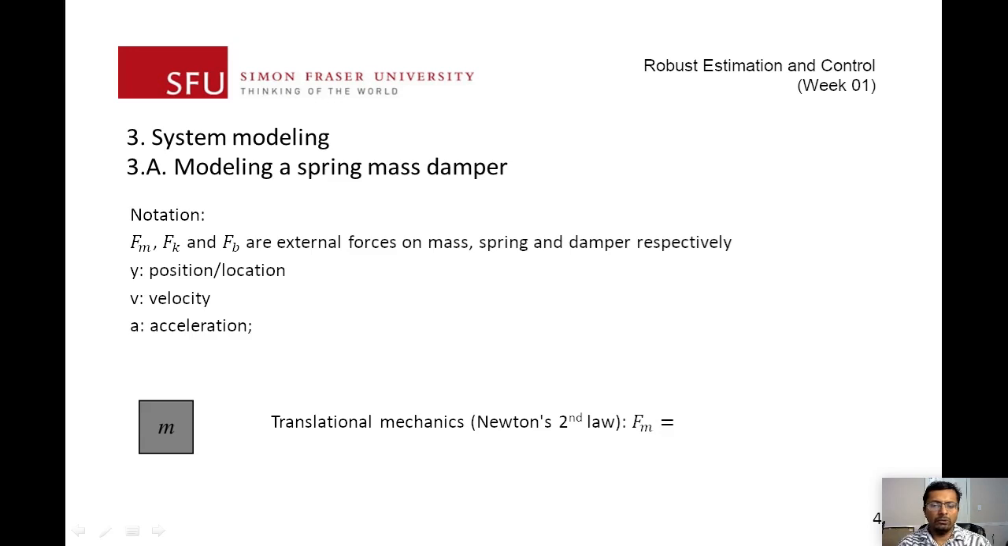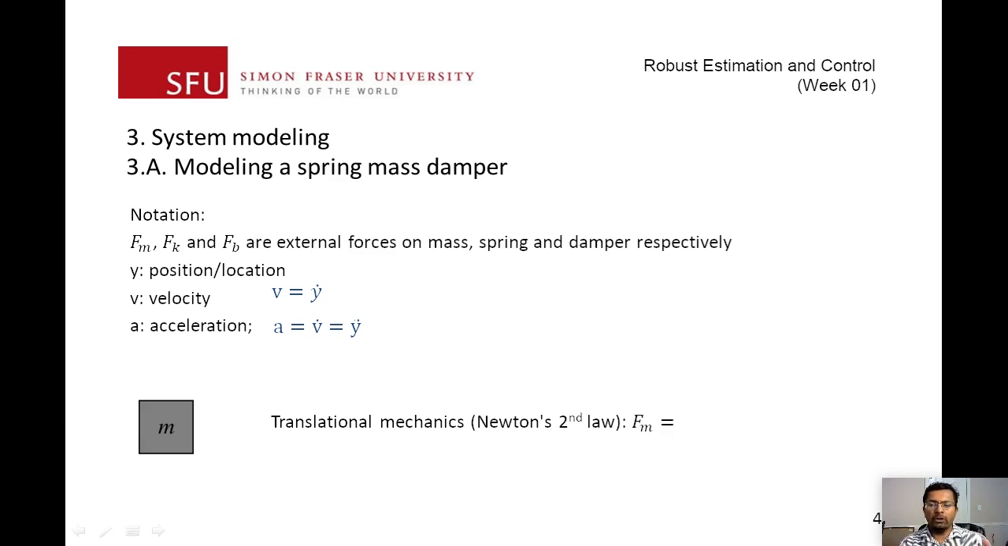Right, so we know that the velocity is going to be the rate of change of position. So that's going to be v equal to y dot. And then acceleration is similarly the rate of change of velocity. So this is going to be a equal to y double dot, v dot or a double dot.